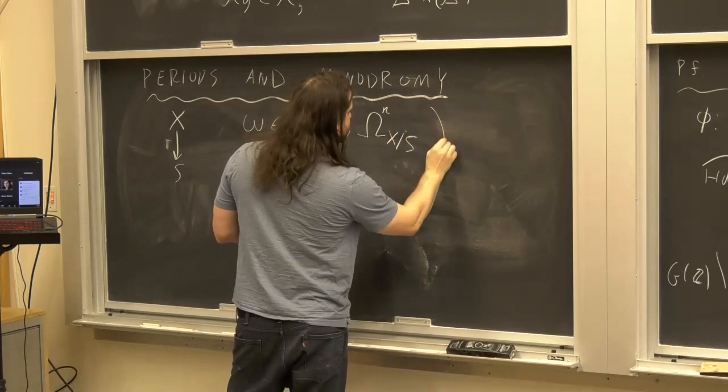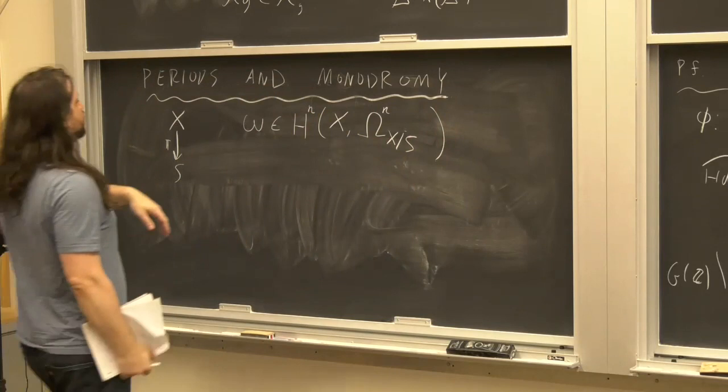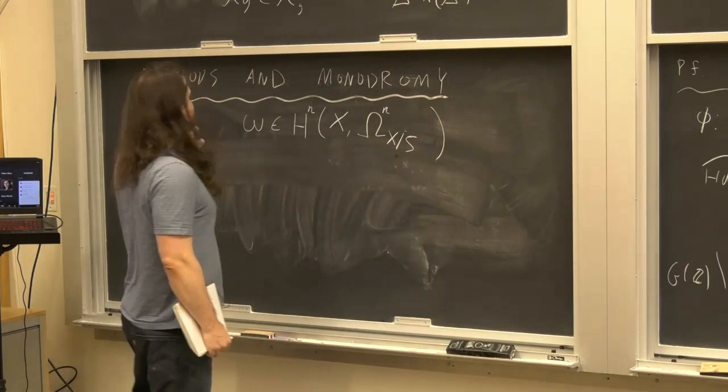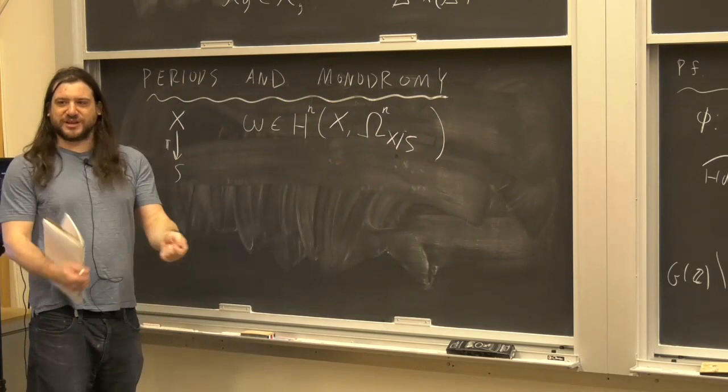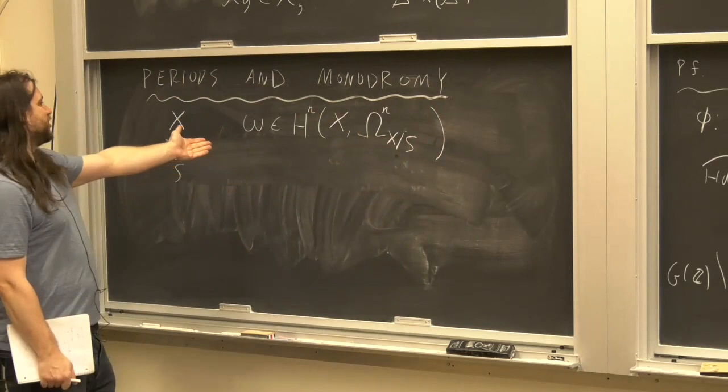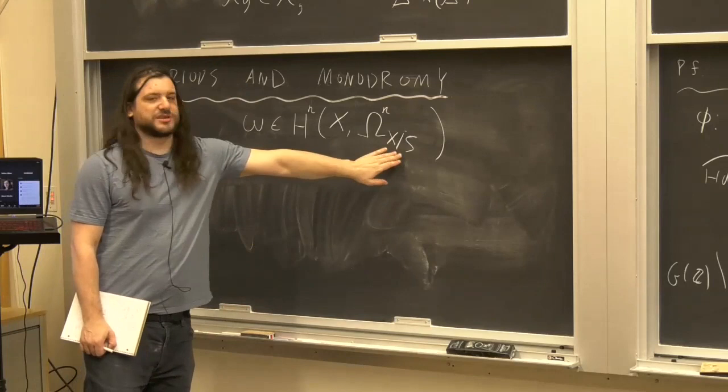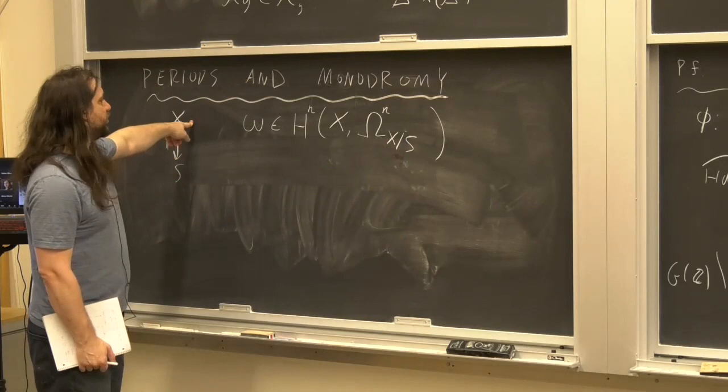So something like this. Basically, if I didn't have the over S here, I would record a full holomorphic N-form on X, but I really only care about what it is on fibers. I don't care how this N-form looks in directions that are not contained inside fibers, because all I'm going to be doing with omega is integrating it along the cycles in fibers. And so I just have these relative forms here. So if I have coordinate Z here and Z and W here, I only want this omega to care about dw, not to care about dz.